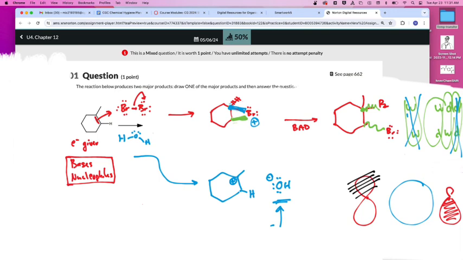Okay? Did we fix our mechanism? Does our mechanism show the formation of that? No, it does not. Why does it not? That arrow shows the formation of the green bond. We break the bromide off. Great, that's not there. Where's the formation of the blue bond? It's not there. So what do I need to do?